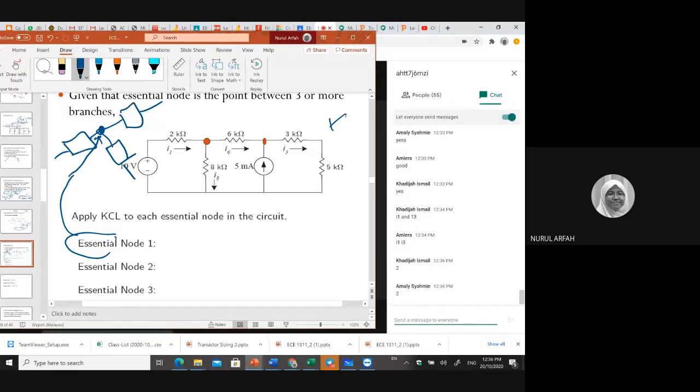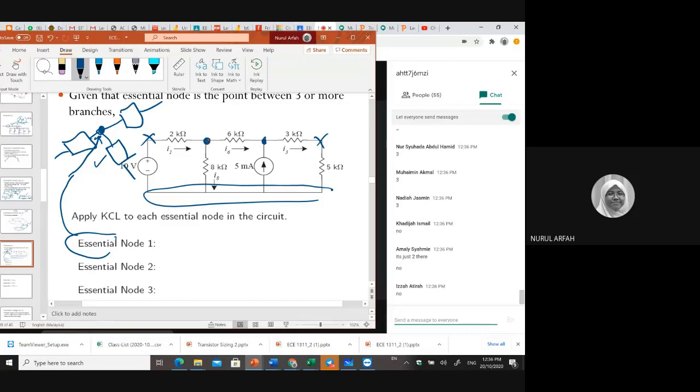2. Some say 2 because I think they put a red dot here. But do you think 2? 3 or more branches connected at a single point. So you have another one here, right? What about on the right side? Here. Is this an essential node? No. This one also no. Only 3. So what are the essential nodes number 1, 2, and 3? Any volunteer? You can write down the answer in your chat box here.